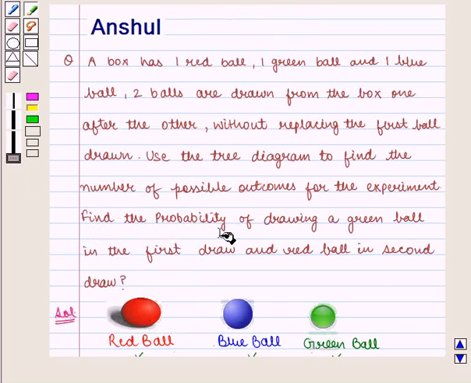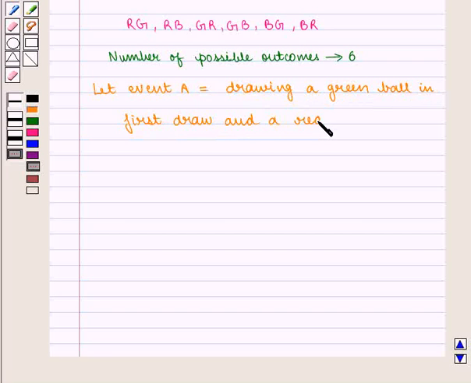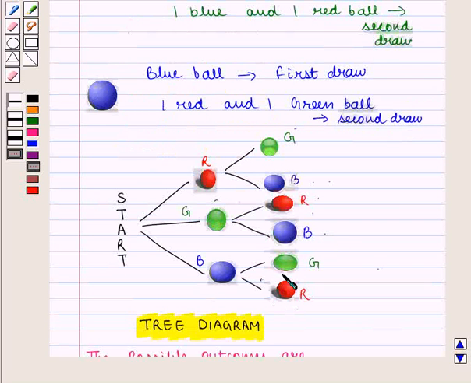We need to find the probability of drawing a green ball in the first draw and a red ball in the second draw. So, let event A be equal to drawing a green ball in the first draw and a red ball in the second draw. Now from the tree diagram, we see the branch joining G and R, which is the only favorable outcome for event A.